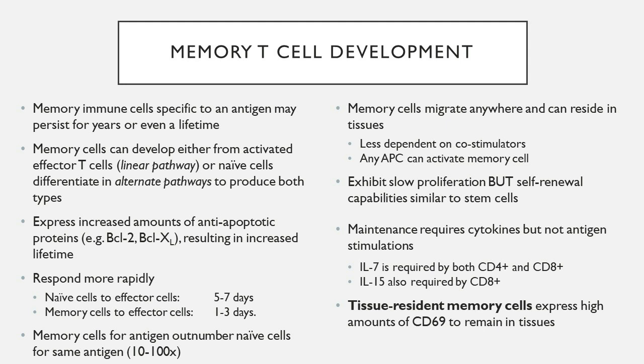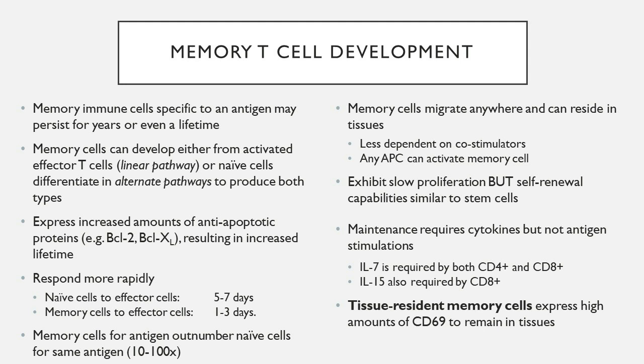Another cool property about memory cells is that they're not really limited by having to congregate in the peripheral lymphoid organs in order to respond to antigen-presenting cells. They can migrate anywhere and reside in virtually any tissue, which helps them better mount an attack to subsequent reactions to that particular antigen. They're also less dependent on co-stimulators, and any antigen-presenting cell can activate memory cells. They do not have the same requirement to get activated by dendritic cells as naive cells do.